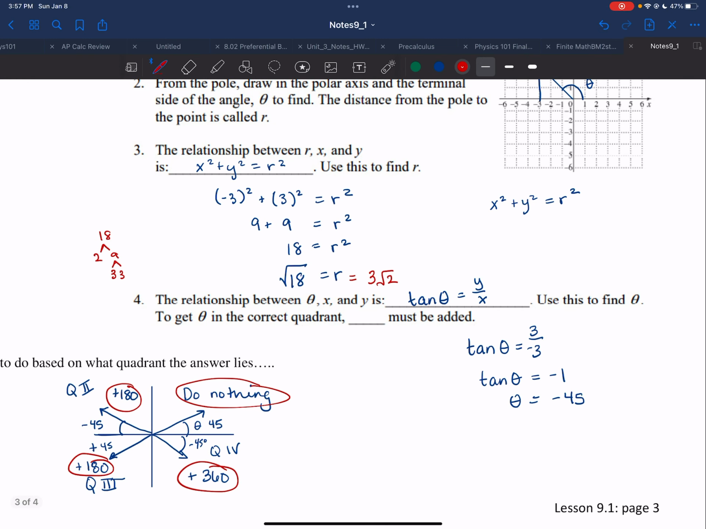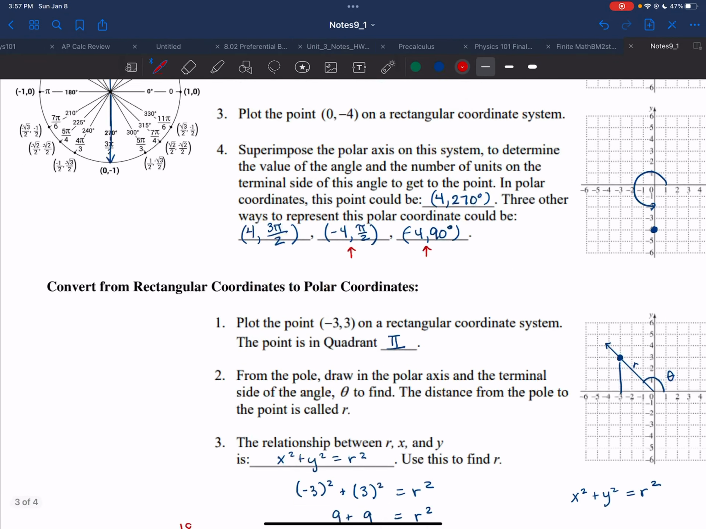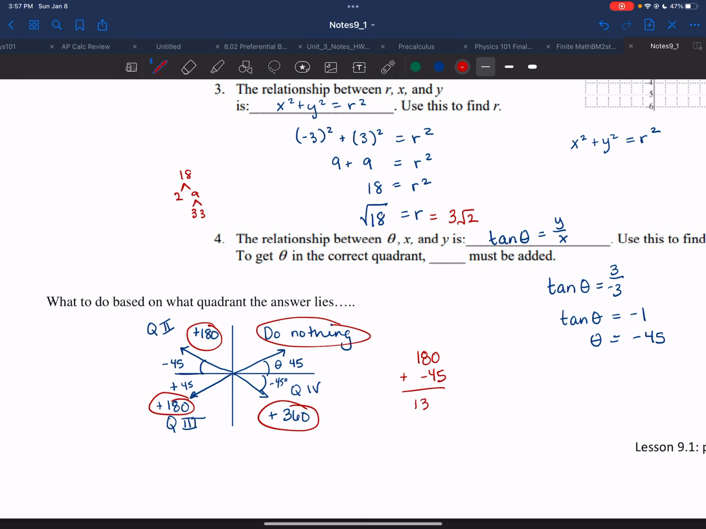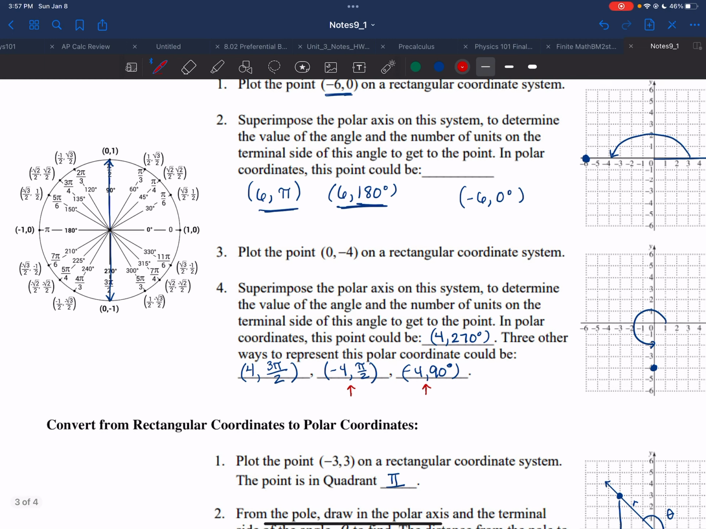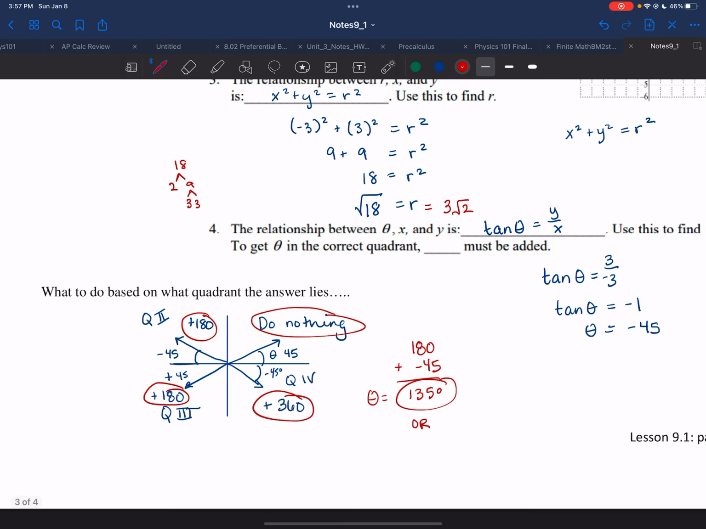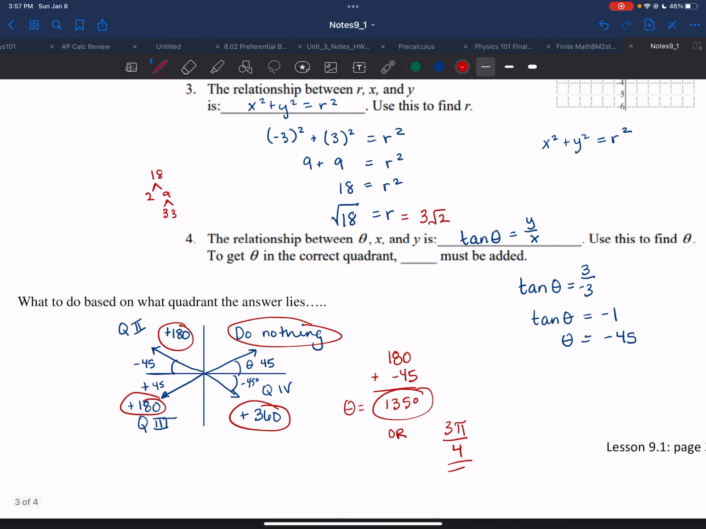Okay, so if I have 180 degrees plus negative 45, right? So that would give us 135. So 135 degrees is our angle, or we can take a look at the equivalent of what 135 is, which is 3 pi over 4. Okay, so both of those are good answers on that one.